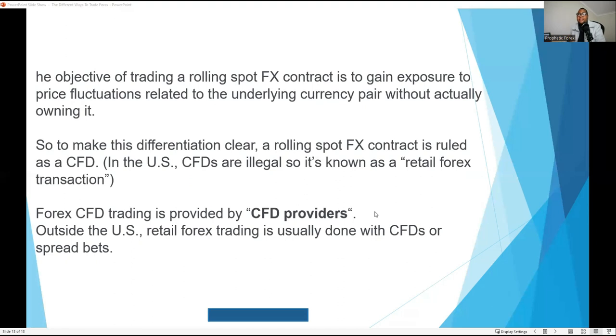So to make the difference clear, a rolling spot contract is ruled as a CFD, okay? And of course, some of the CFDs are known as retail Forex transactions. Of course, Forex CFDs are provided by CFD brokers, or providers outside the US. Retail Forex trading is usually done in CFDs or spread bettings. In most brokers, that's what they do.